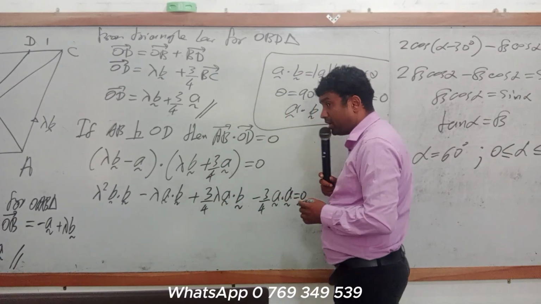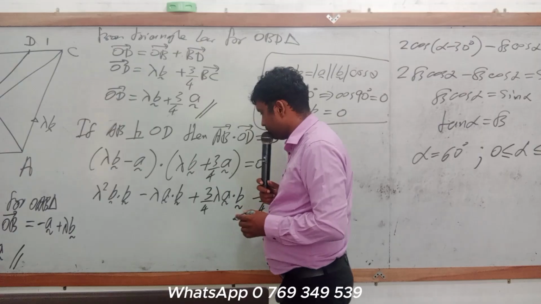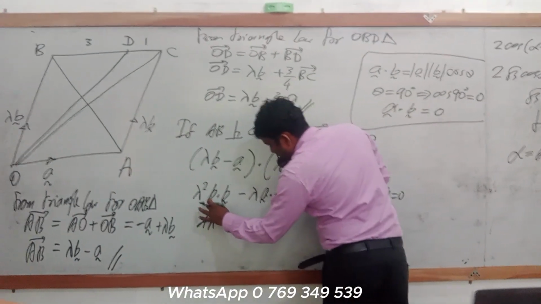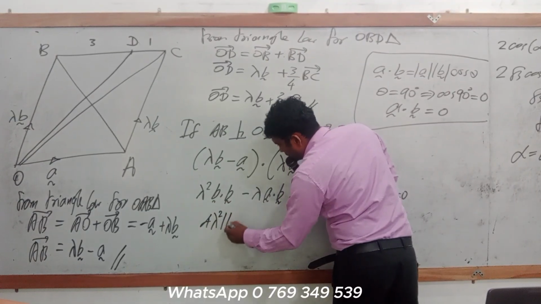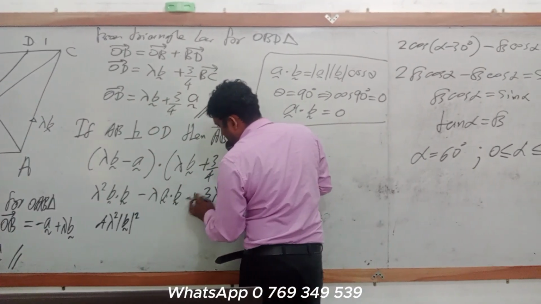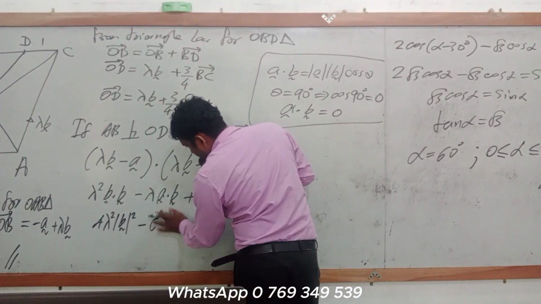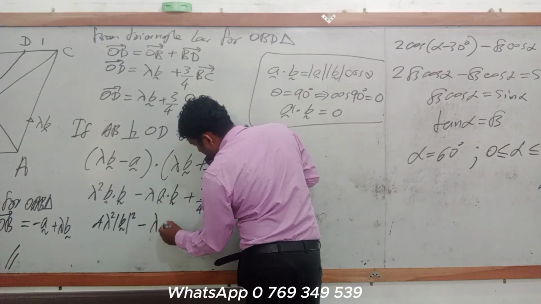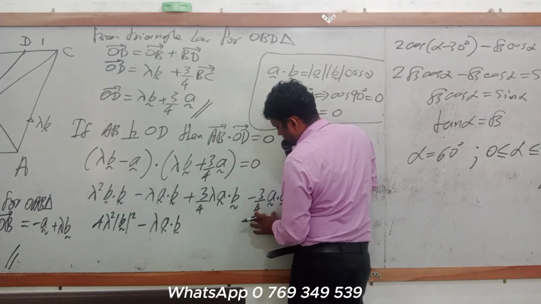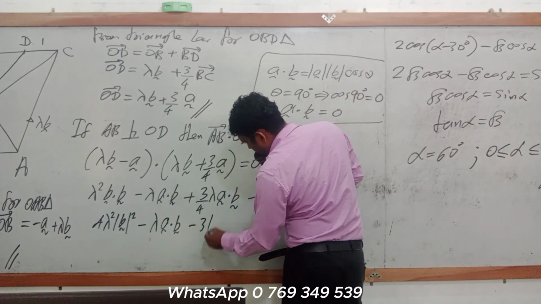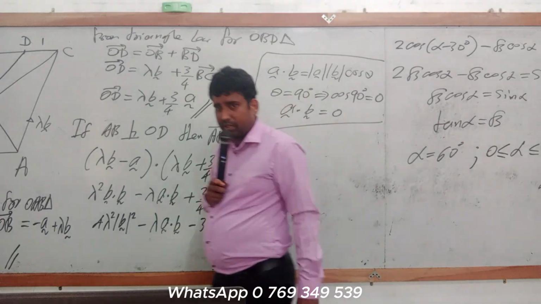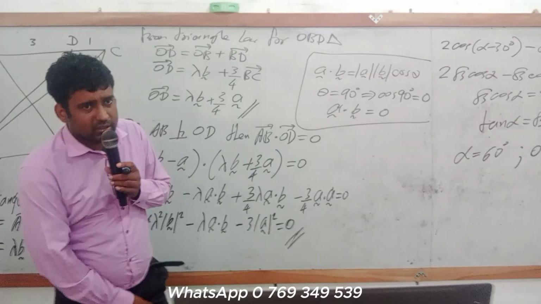Now multiplying by 4: 4 lambda square, this B dot B is modulus B square. Here 4 lambda plus 3 minus lambda, A dot B, and here minus 3 modulus A square equals 0. I think that is the answer, no? Yes, that is the answer.